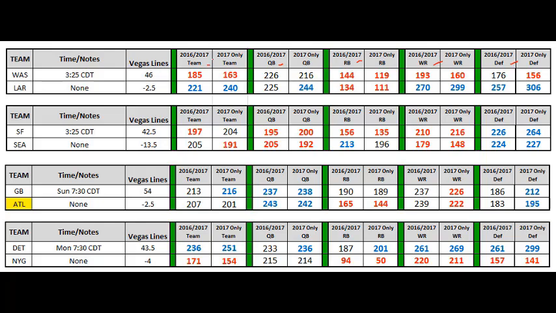First thing I'll point out is that we've got all these numbers. We have one for the full team power rating. That just takes all the stats, the quarterback ratings, the running back, wide receiver, tight end, defense, and everything.